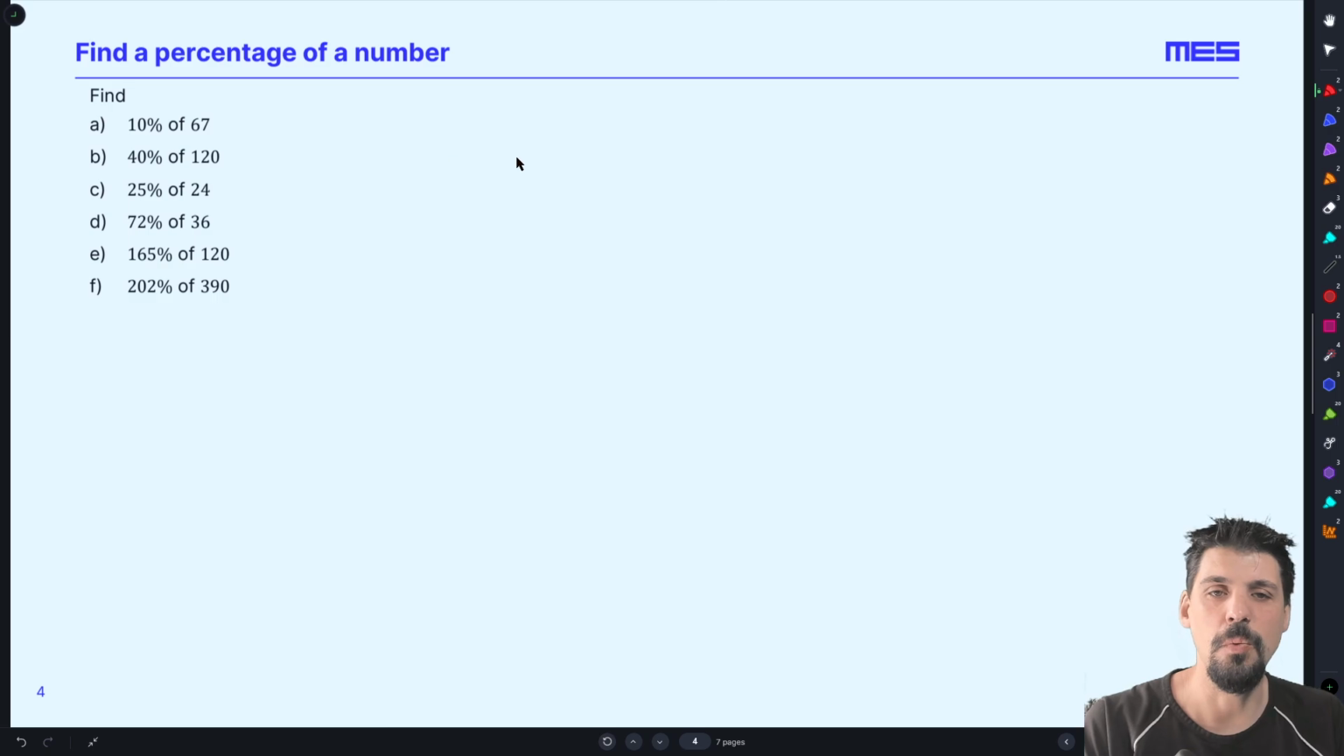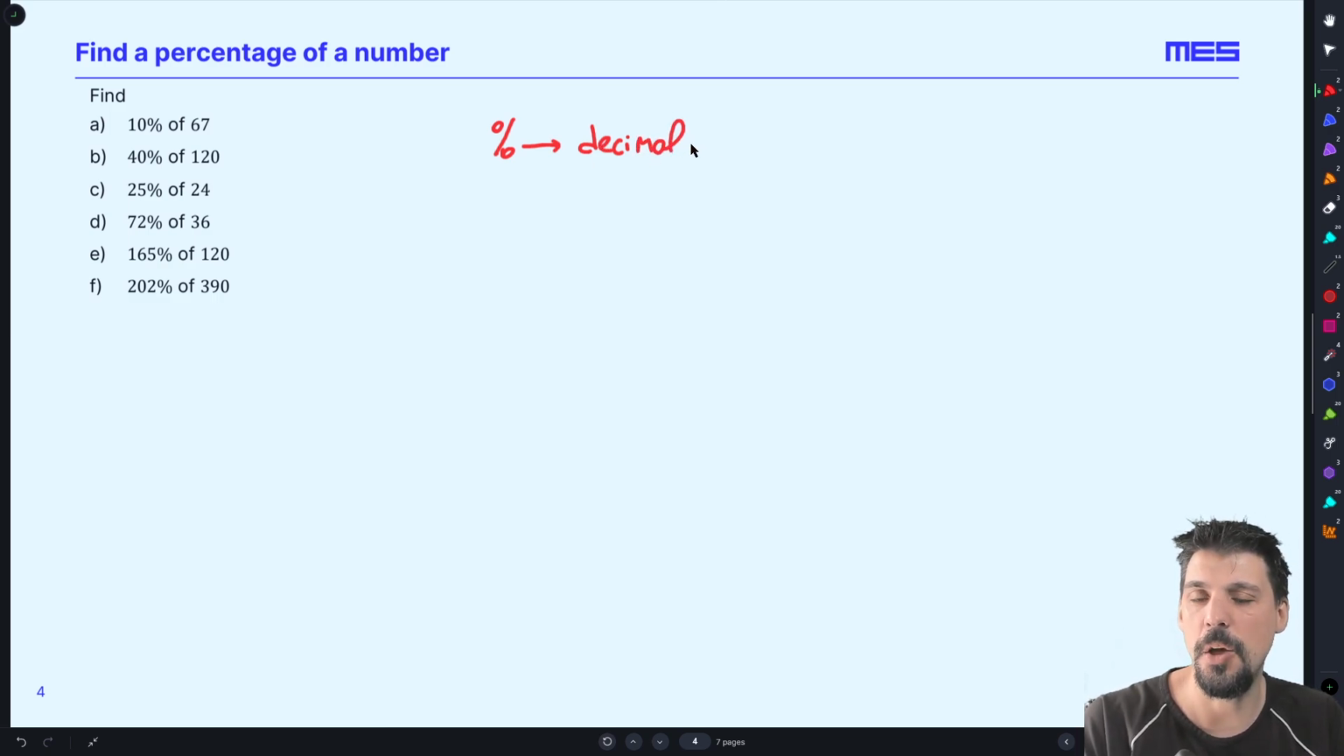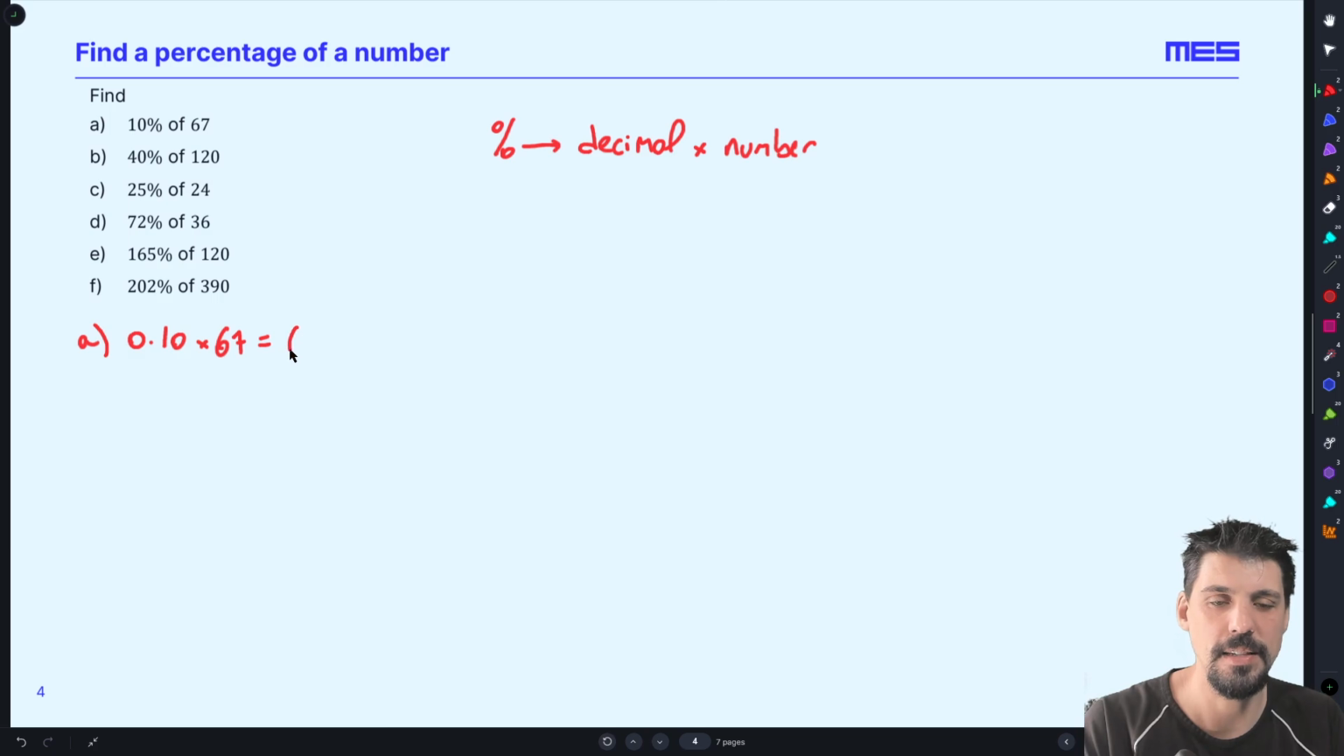Finding a percentage of a number, what we are going to do is turn the percentage into a decimal. We're not going to muck about with fractions. We need to be quick and efficient. We're going to turn our percentage into a decimal and multiply that by the number. So if I want 10% of 67, I turn the 10% into 0.10, multiply that by 67 and get 6.7. 40% as a decimal is 0.40. Multiply that by 120 to get 48.